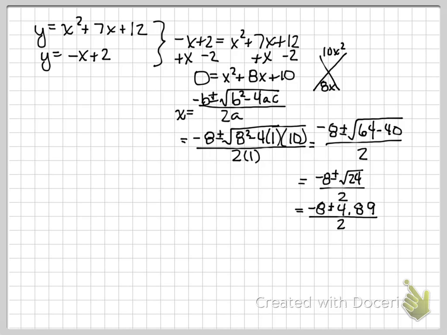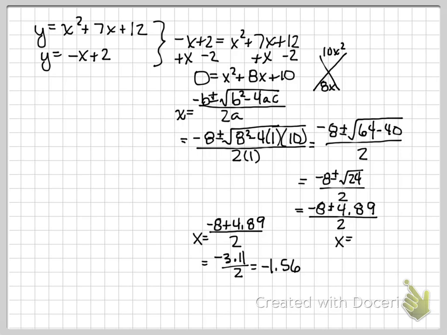So now to get my x values, I'm going to split this up and give myself a little room here. x equals negative 8 plus 4.89, divided by 2. So that's negative 8 plus 4.89, and that's negative 3.11 divided by 2. It's negative 1.56.